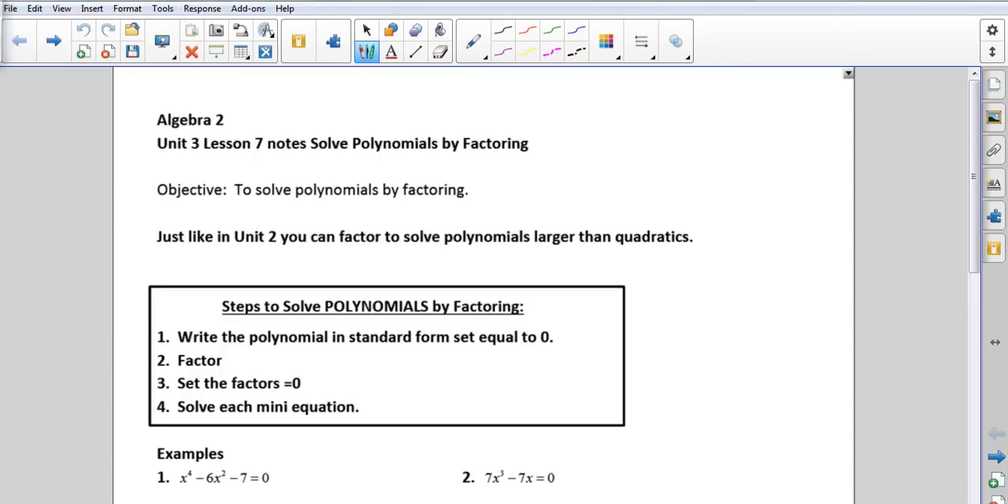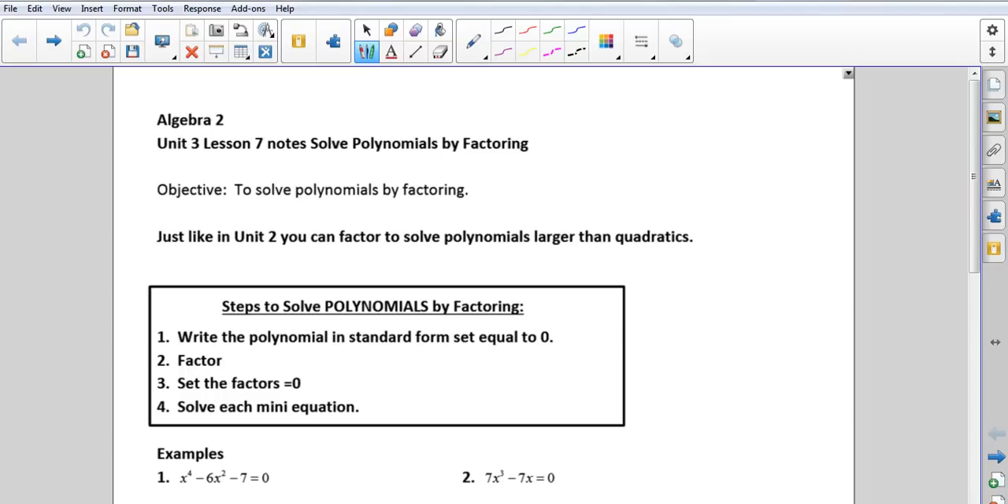Okay, here we go. Lesson 7, solving polynomials by factoring. The key point here is this is not new. We have been doing this for quite a while. We did this with quadratics, just like in Unit 2. We'd factor them using any of the methods we know: guess and check, slide and divide, AC method. Remember, if you're not comfortable with guess and check, go back and watch the video in Unit 2 on how to factor alternatively.